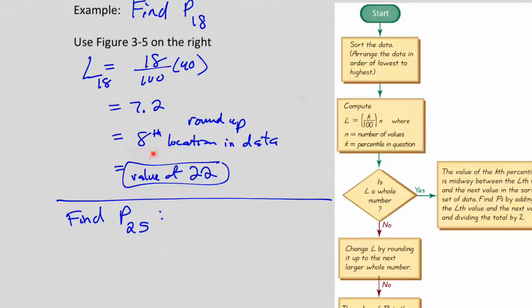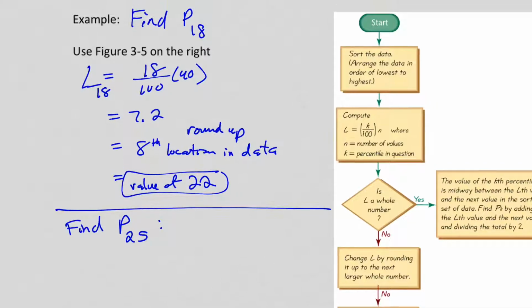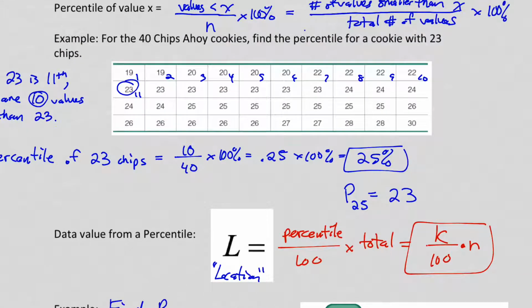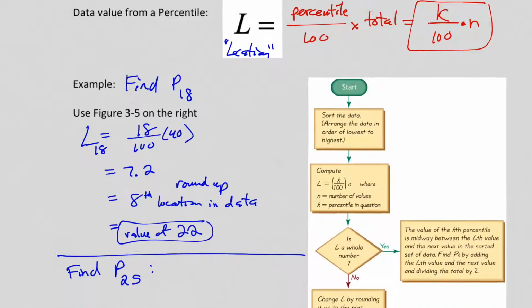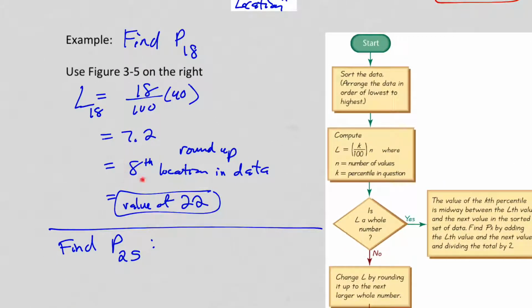So 7.2 is going to round to the next whole number, which is 8. That means this is the 8th location in the data set. So we go find that 8th location: 1, 2, 3, 4, 5, 6, 7, 8. There it is. This is the 18th percentile. We found that 8 is the location, we go find the 8th location, and it happens to be 22 in this case.